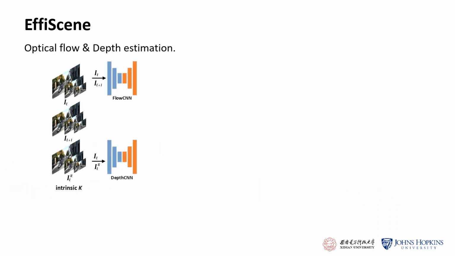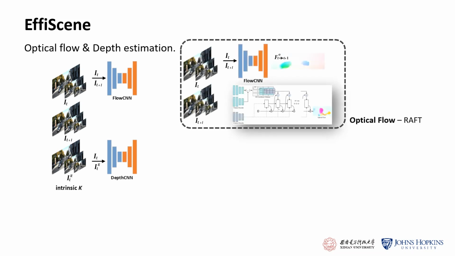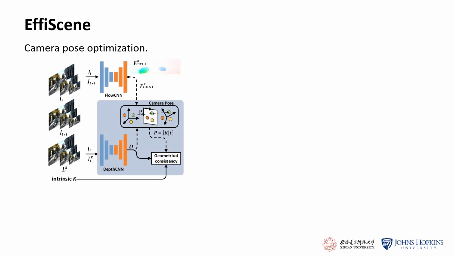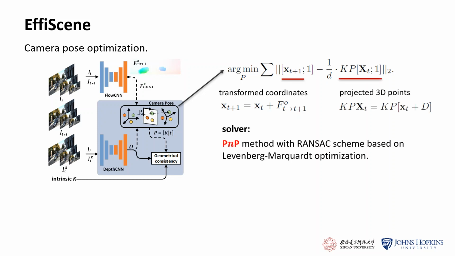In the proposed EffiScene, we first estimate optical flow and the scene depth at the coarse level. The flow CNN takes two consecutive frames as inputs and outputs a two-channel optic flow, while the depth CNN uses stereo left-right view images at time t and generates a single-channel disparity map. Since optic flow and depth are obtained, camera pose can be computed by minimizing the reprojection error between the transformed coordinates and the projected 3D points. After that, we can easily get rigid flow from depth and camera pose.